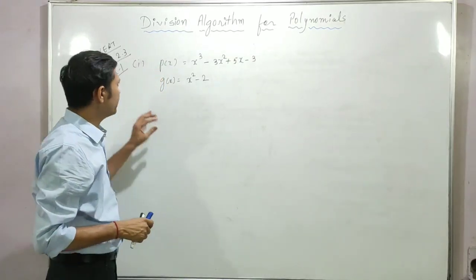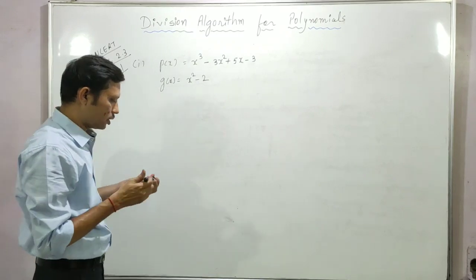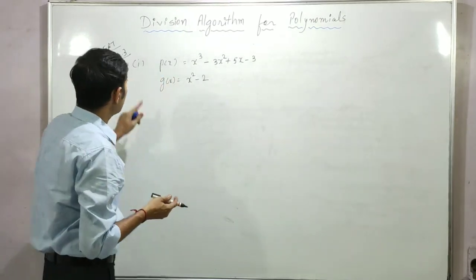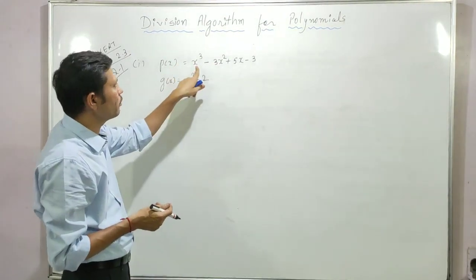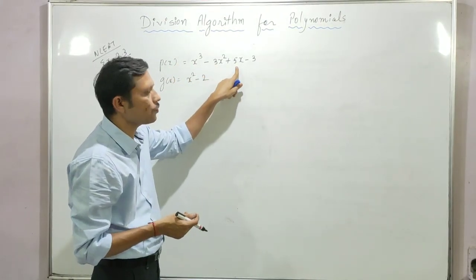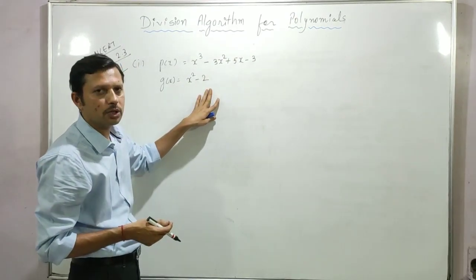Okay बच्चों, अब हम अपनी टेक्स्ट बुक से सबसे पहला लॉन्ग डिवीजन परफॉर्म करने जा रहे हैं. That's the division algorithm. Okay, the first question, question number 1, the dividend polynomial is given: x cube minus 3x square plus 5x minus 3, and the divisor polynomial g of x is given: x square minus 2.